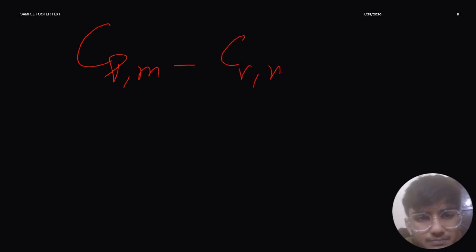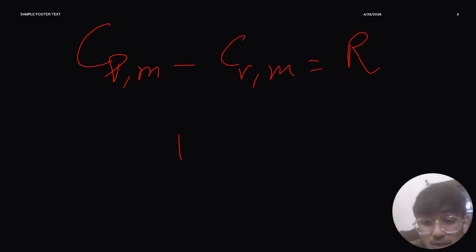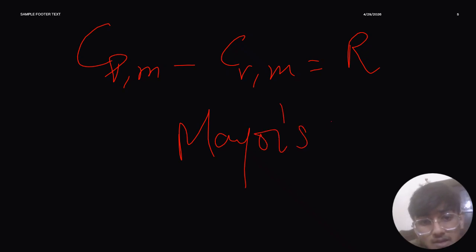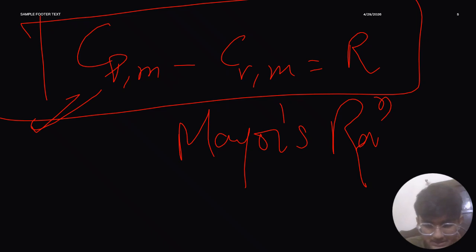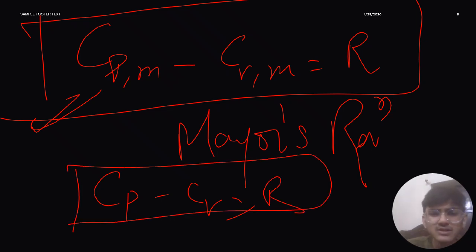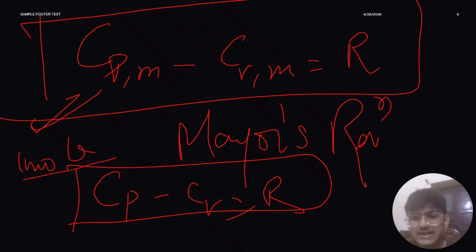There is one relation. I'm just forgetting the name of the relation. Mayer's relation, yeah, I remembered. It is called Mayer's relation: CpM minus CvM is equal to R for 1 mole. Generally, we write Cp minus Cv is equal to R. It is not wrong, but it is for when we consider 1 mole. Generally, we consider 1 mole, so we write this.